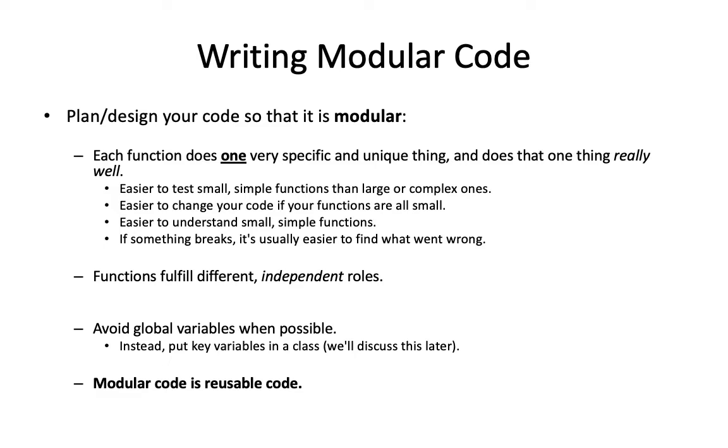It's also a good thing to avoid global variables whenever possible when doing this. You can put important variables like constants in a class, which we haven't talked about. We'll talk about that towards the end of the semester. But one last thing too, modular code is reusable code. If I write a function, I can use it for my application, but maybe I have a friend who would want to use that too, or maybe I would want to use that same function in another code.